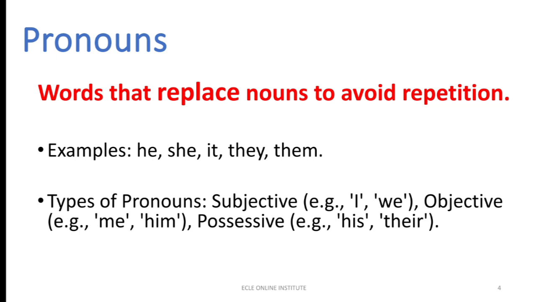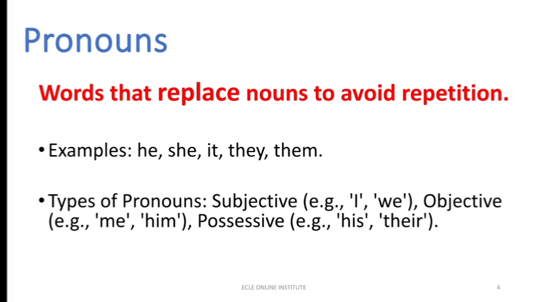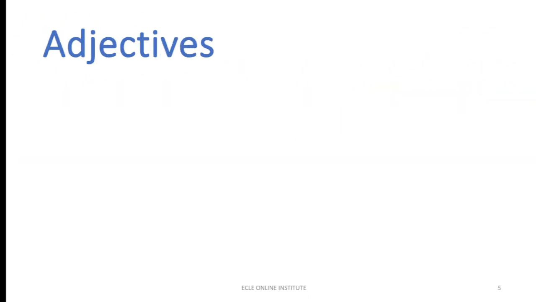Types of pronouns are subjective, objective, and possessive. Subjective pronoun means I, we. Objective pronoun is me, him. And possessive pronoun is his, their, my. These are possessive pronouns.